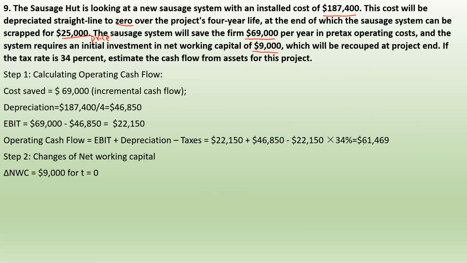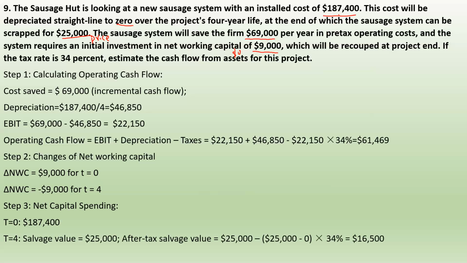Then we need to determine the changes in net working capital. At t equal to 0 there is an initial investment in net working capital of 9,000. So basically it changes from $0 to 9,000, and the change in net working capital is 9,000. For t equal to 4, it will be recouped at the project end. It will change from 9,000 to 0, so it's negative 9,000. Net capital spending at t equal to 0 is the cash outflow for the capital for this project, that's the capital expenditure.